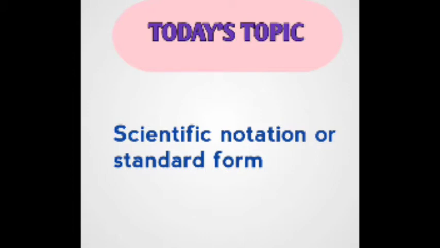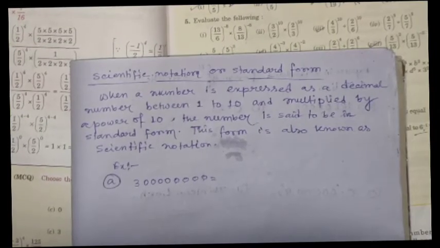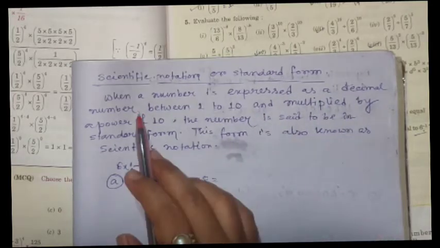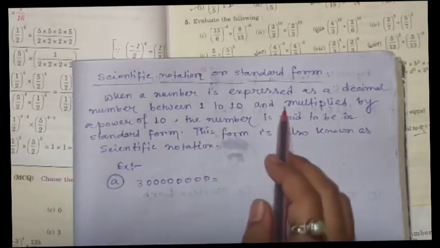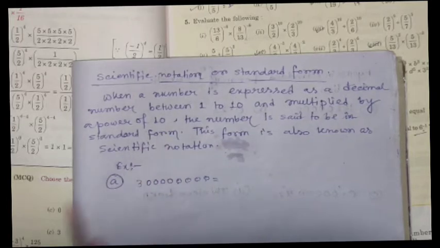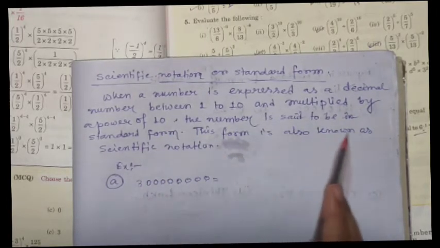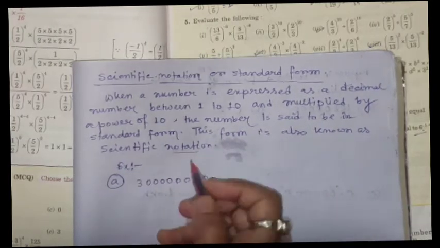So today our topic is scientific notation or standard form. We will do this topic from chapter 3, that is powers. So let's start. Scientific notation or standard form. So what is called standard form? When a number is expressed as a decimal number between 1 to 10 and multiplied by a power of 10, the number is said to be in standard form. This form is also known as scientific notation.